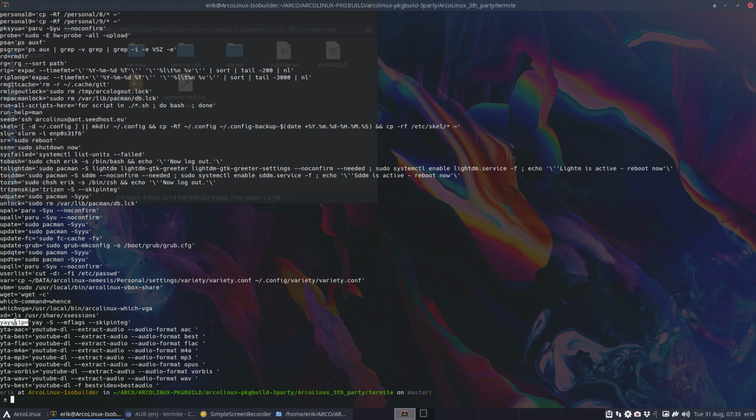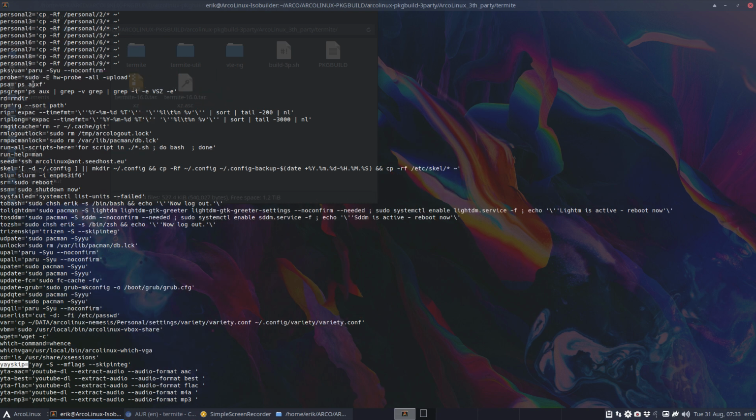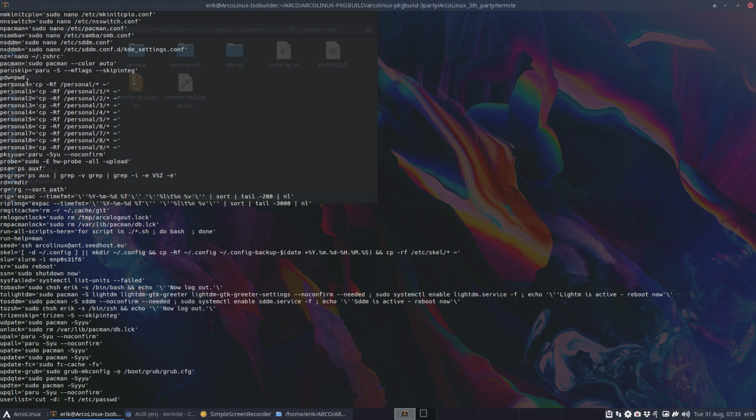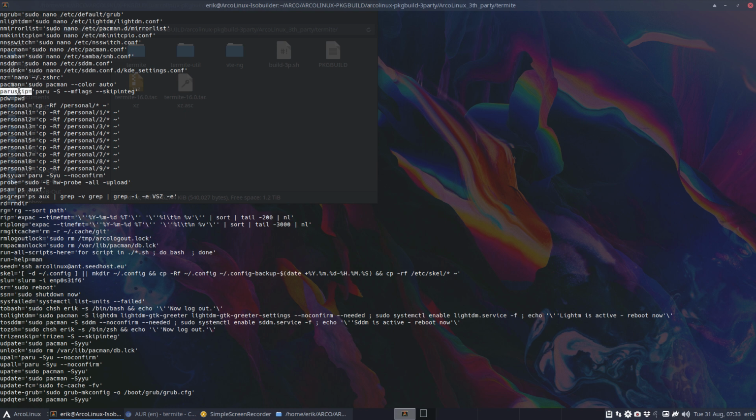There are also some aliases that we use from time to time. Check out the yay skip, yay minus S, M flag, skip integrity. And there is also one for the Paru guys at the letter P. Still up there, paru, personal things. Paru skip, right? M flag skip integrity. So these guys might be helpful as well.